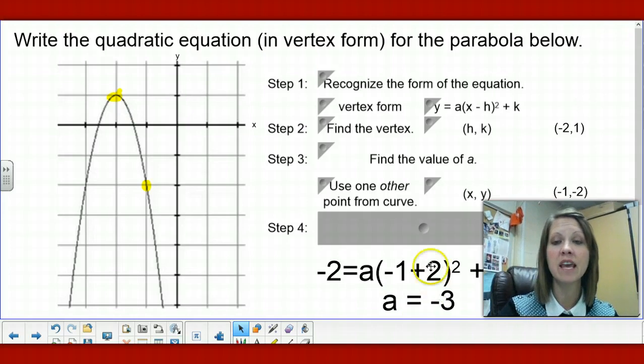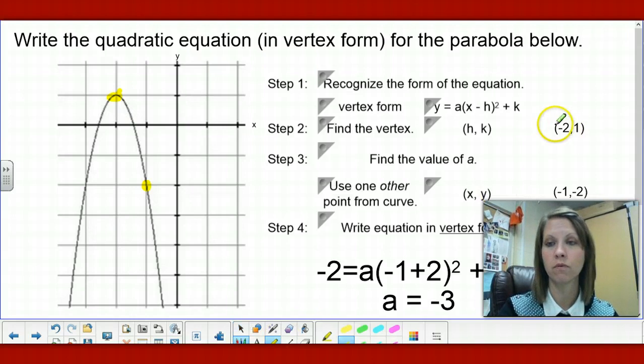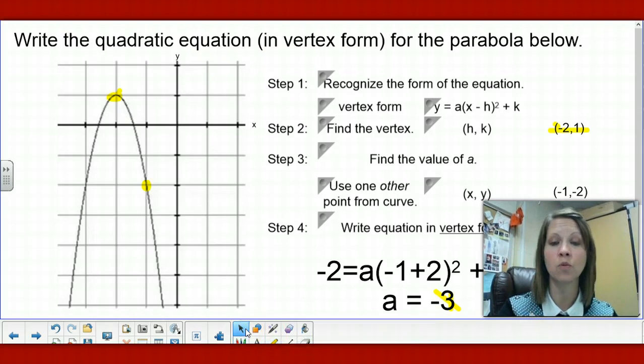All right, then your final answer, you're going to rewrite the equation in vertex form, filling in the h, k ordered pair for h and k, and filling in the a value of -3. The x and the y, we do not fill in. We leave x and y in our final answer.